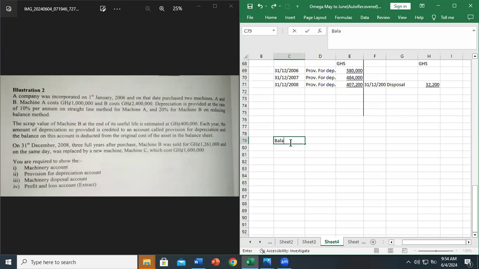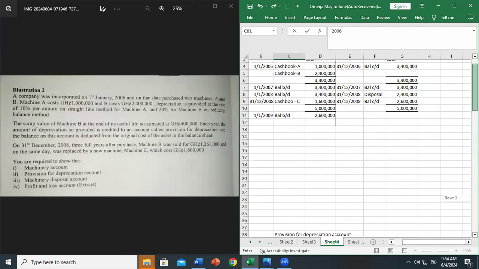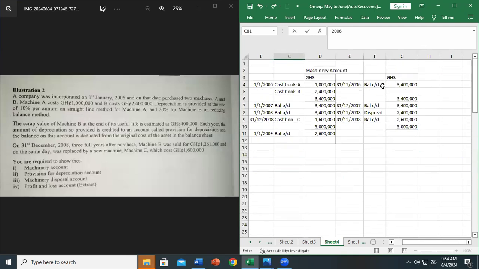Okay, so balance sheet extracts. So this is what you do. Show the cost of the asset, accumulated depreciation, and then net book value, NBV. Right. So you are going to do it year by year, every year. So 2006. In this question, 2006 is the first year. Look at where you pick the information. Come to the asset account and pick the balance carried down, the closing balance for that year, 2006. So it's 3,400,000.